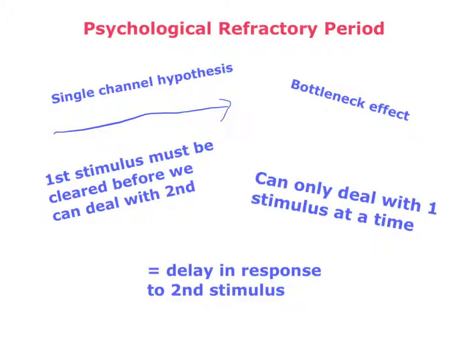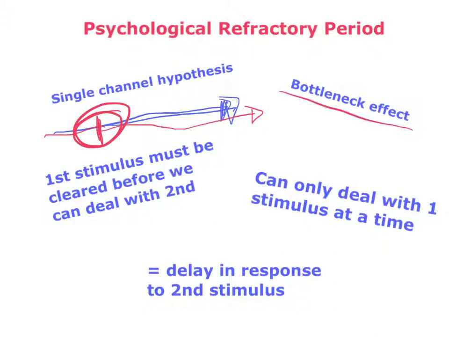So if we try to get a second one to come along here, it's got to wait until the first one, which is the blue line, until that one's cleared. So once that one's gone through, the second one can then travel through on the same line, on the same nerve. So this is called the single channel hypothesis. But what we're saying is this second one then takes longer. In terms of that, we also sometimes call that the bottleneck effect, because we're getting more than one stimulus queuing up as it would at a bottleneck.